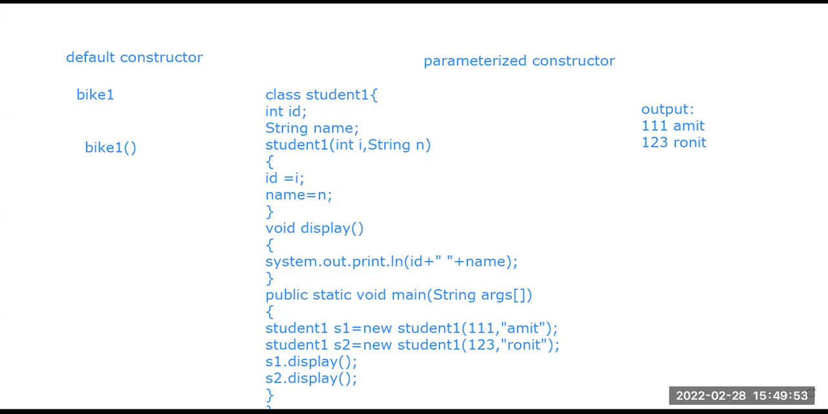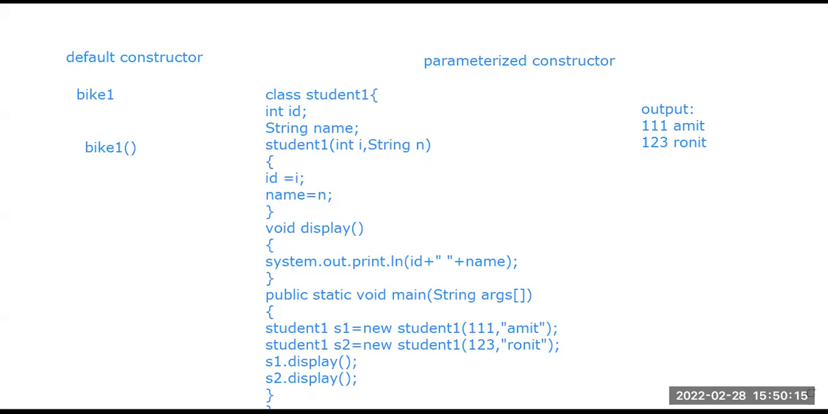So the thing is, default and parameterized. The basic difference is that in default we didn't mention any parameters, and in parameterized we mention some parameters by which we pass values to our object. Right. So this is the scenario of constructors, the basics of default and parameterized constructors.